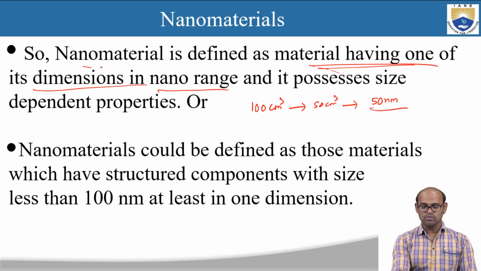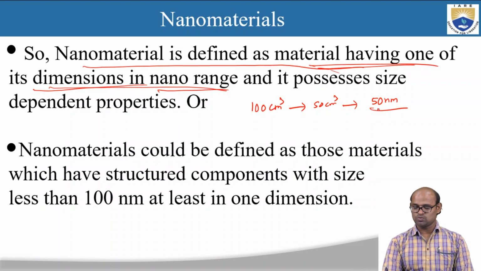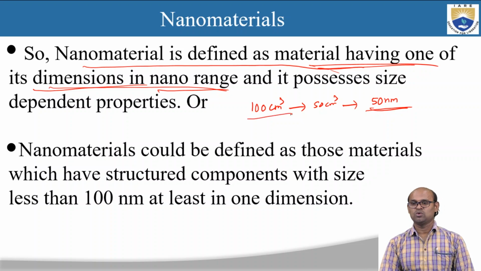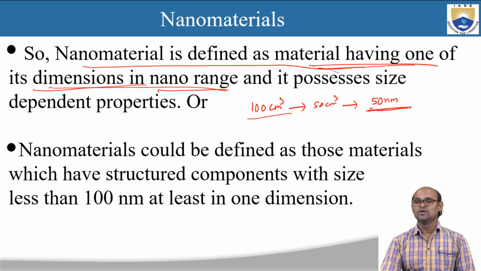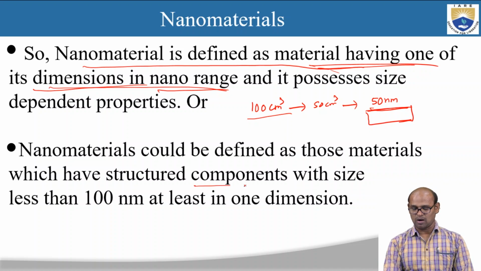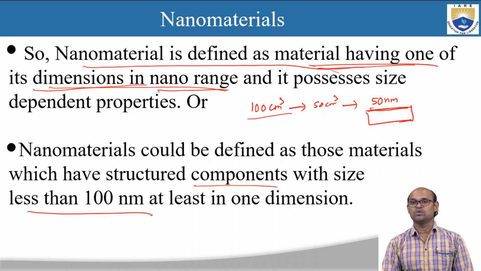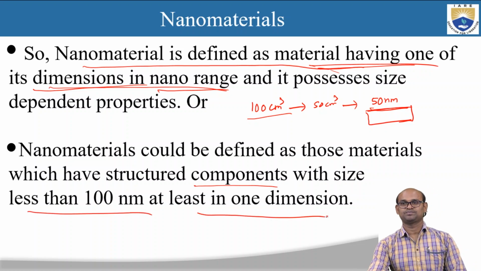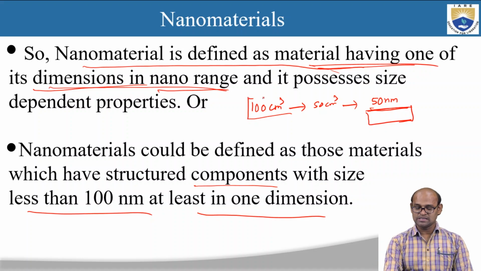So a nanomaterial is defined as a material having one of its dimensions in the nano range. That means one of the length scales is in the nano range. This gold biscuit, which was originally around 100 centimeter cube, is now cut down to 50 nanometers, so we are in the nano range, and hence we can define it as a nanomaterial. Nanomaterials are those materials which have structured components with size less than 100 nanometer in at least one dimension.